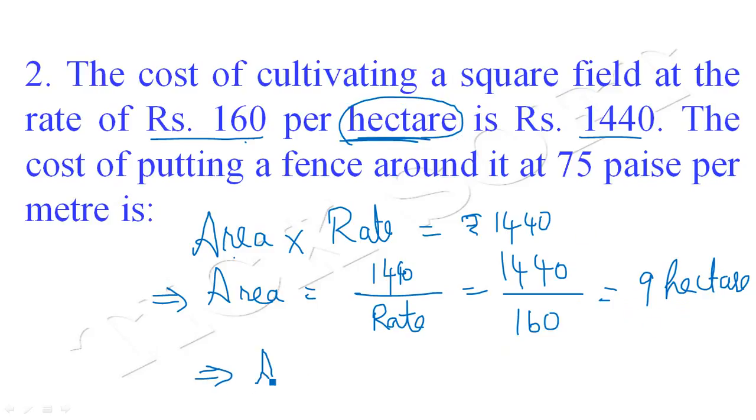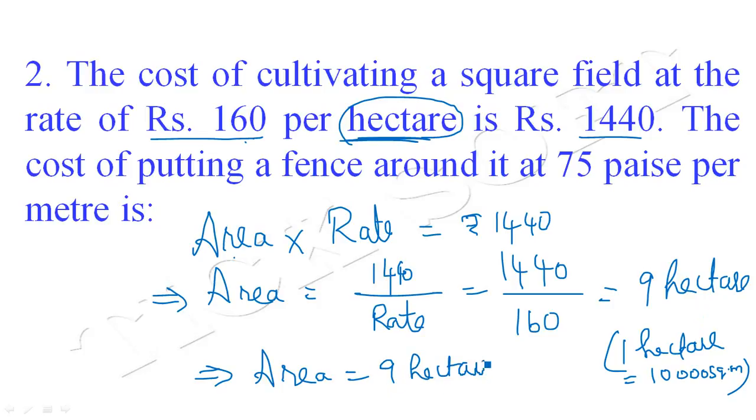Now we are going to convert this hectare into square meters. We know that 1 hectare equals 10,000 square meters. Therefore 9 hectares will be equal to 90,000 square meters. That is the area of the square field. Now using this, we are going to find out the side of the square field.